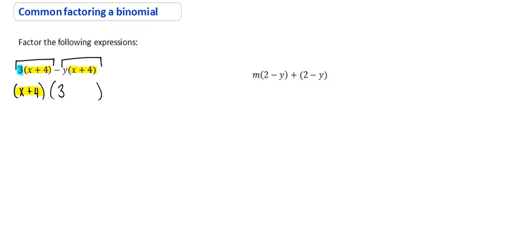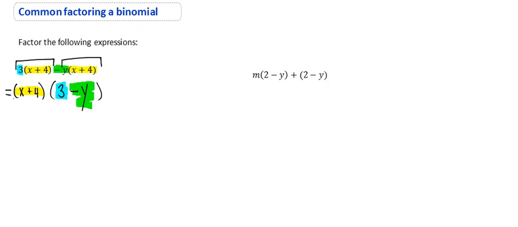Okay, let's look at the second term. Negative y times x plus 4. Divide that by x plus 4, and you're just left with the minus y. There, now we're fully factored.